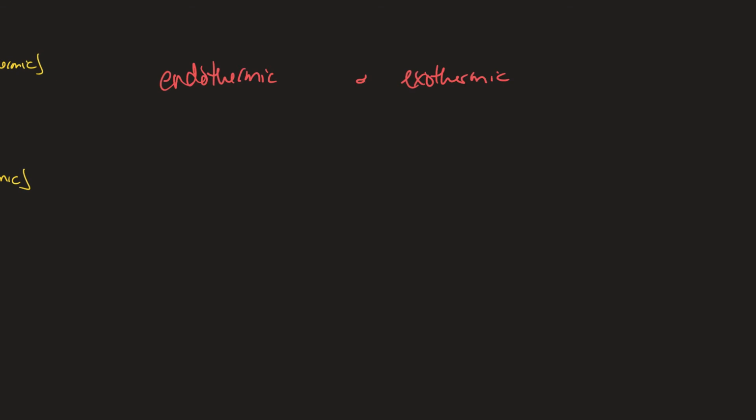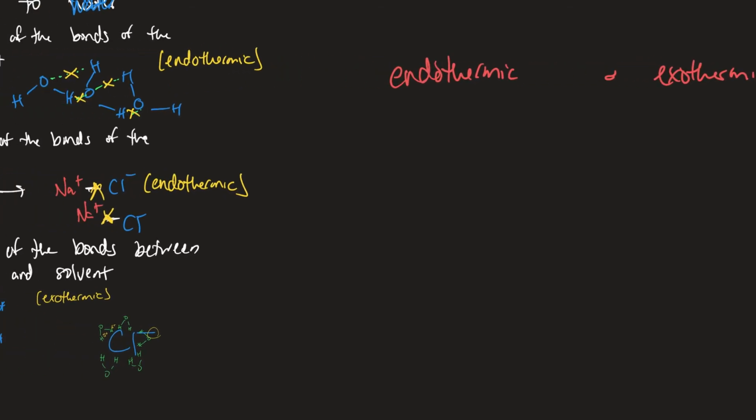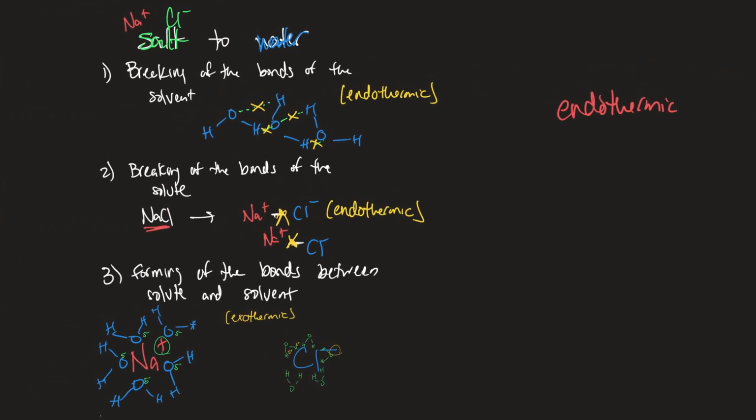Now, how are you able to tell which one is endothermic or exothermic? Well, it really depends on the magnitude of each of these three parts. And so, what do I mean by this? The sum of the endothermic processes, parts 1 and 2, because parts 1 and 2 are always endothermic. If the overall endothermic process is higher than the exothermic process at the very end, then the overall dissolving of that particular substance into the solvent will be endothermic.